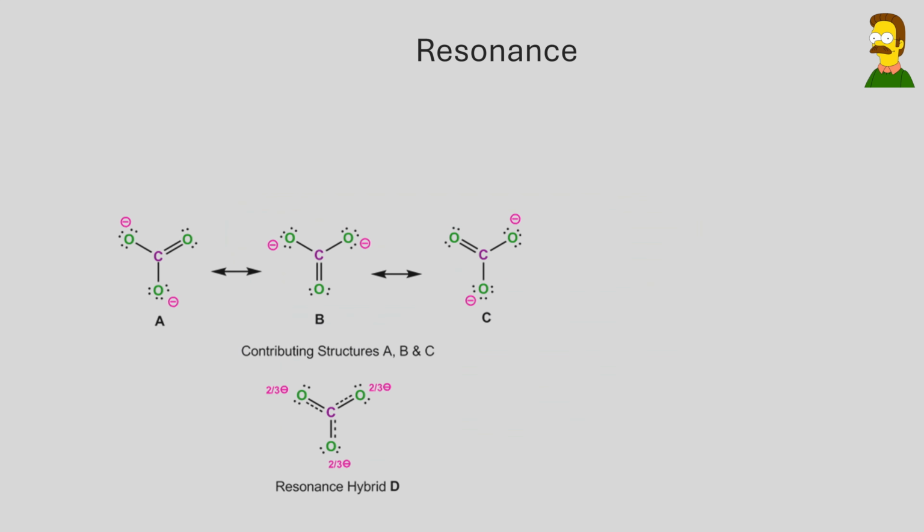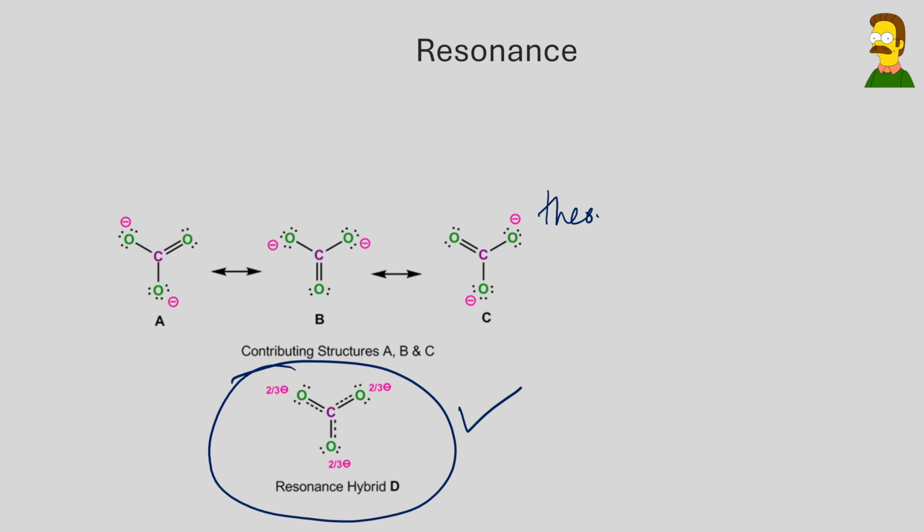Let me show you what I mean. Again, this is something you studied in bonding. Carbonate ion has 3 different structures, and this right here is the actual structure. These are theoretical structures. They don't really exist.